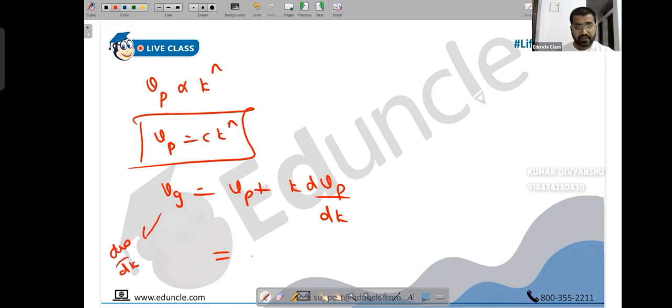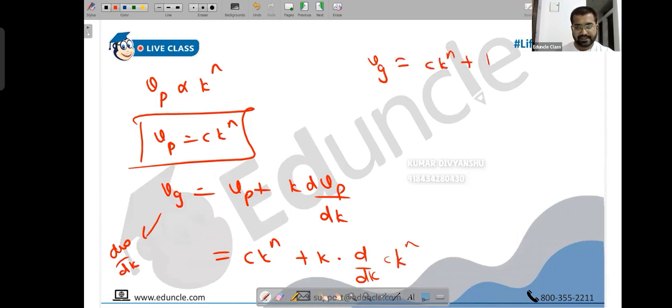Don't forget this definition. So Vp, which is ck raised to n, plus k into the derivative of Vp, which is ck raised to n. So Vg will be equal to ck raised to n plus k into c, derivative of k raised to n, which is n into k raised to n minus 1. So this is, we have got c into, this is k raised to 1 now.